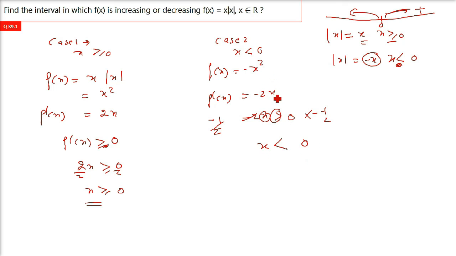One time I told you x is greater than or equal to 0 for the first case, and for x less than 0, again x less than 0 we got. I hope you got the idea. That f dash x, the first case f dash x is greater than 0 when x is greater than or equal to 0. So on the right, 0 to infinity it is increasing, and on the left it is decreasing. So it is neither increasing nor decreasing.